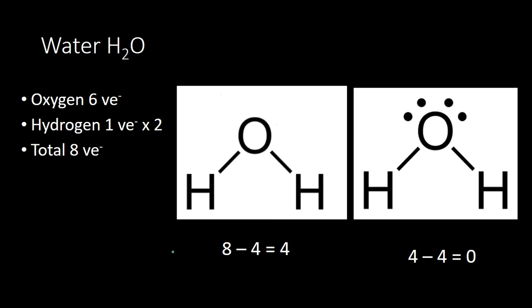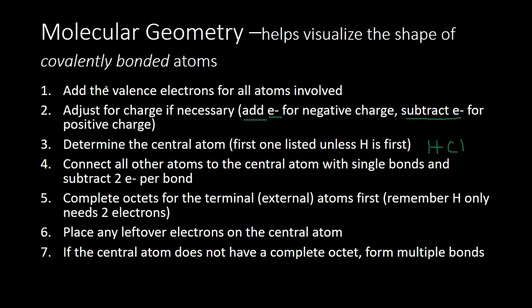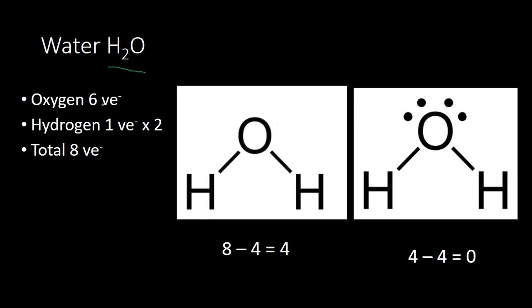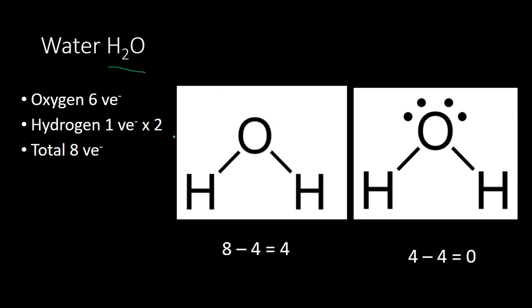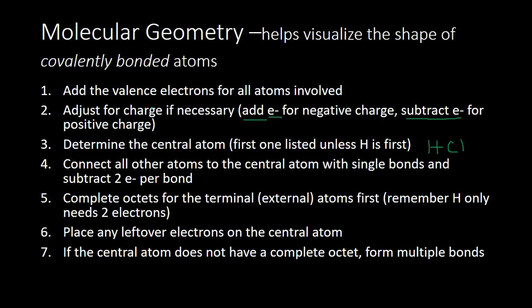So here's water. Water is made up of oxygen, right? Hydrogen and oxygen. So the first step is add the valence electrons. So oxygen, there's 1 oxygen, has 6. Hydrogen has 1 valence electron. There are 2 of them, so it's a total of 8 valence electrons. Step 2 is adjust the charge if necessary. There's no charge on water, so there's no +1 or +2 up here. So we don't have to worry about adding or subtracting electrons for that.